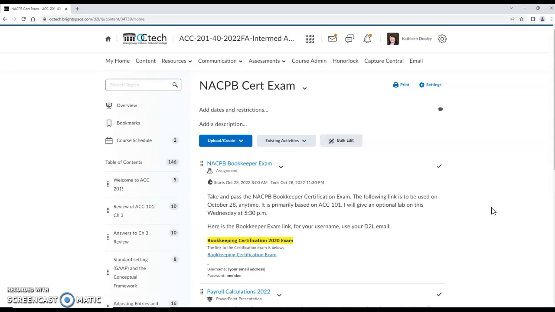You will be taking the NACPB bookkeeper exam, which is basically based on Accounting 101. So you had all the information. You may want to review some of it. I did give you the cumulative Accounting 101 quiz from the end of Accounting 101.